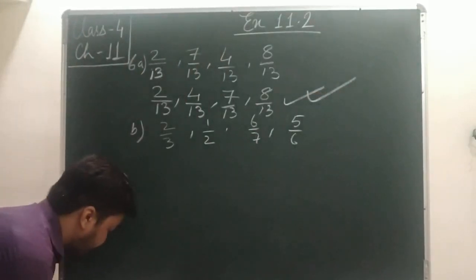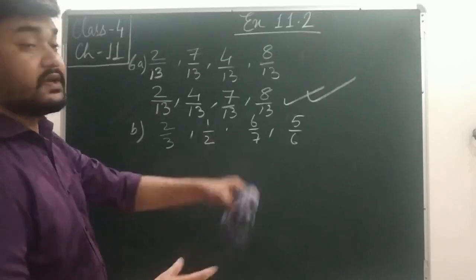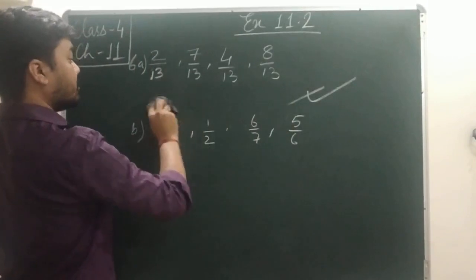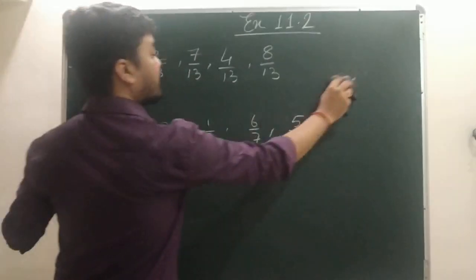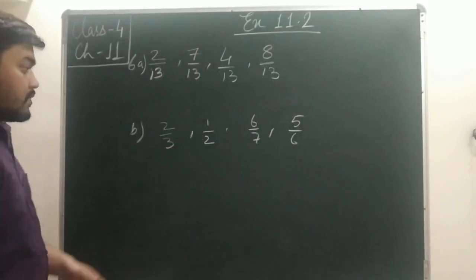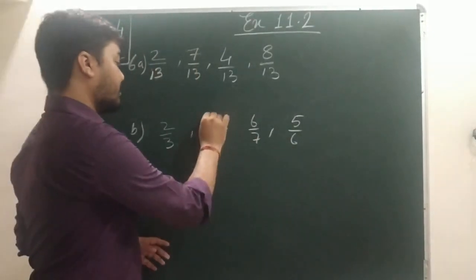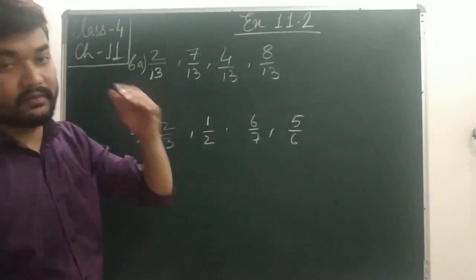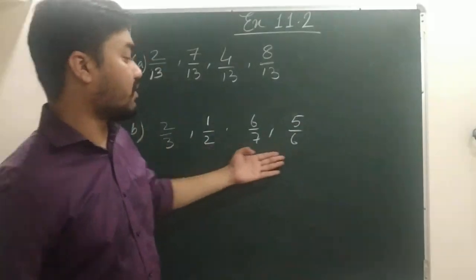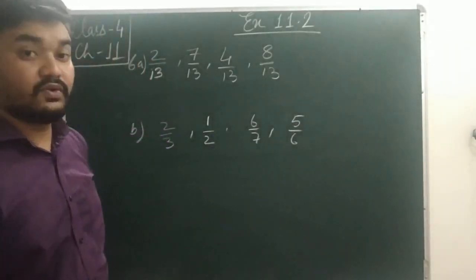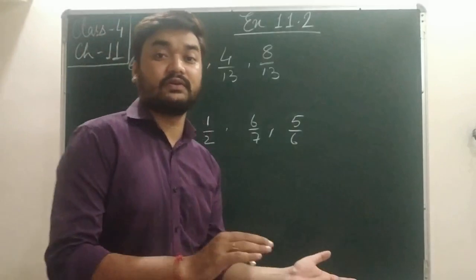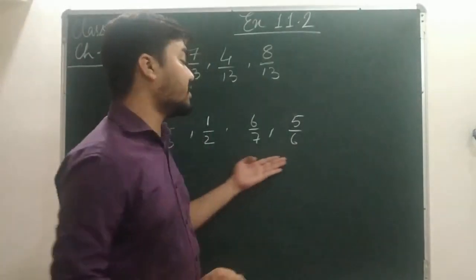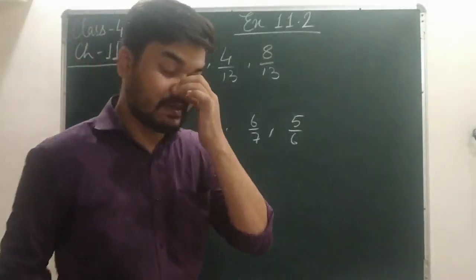We have arranged in the ascending order. Understood? Next bit we will do. See, in this question we cannot write like the previous one because you can see the denominators are all different. So here we have to make all the denominators equal. How can we make them equal? We can make all the denominators equal by taking the LCM.